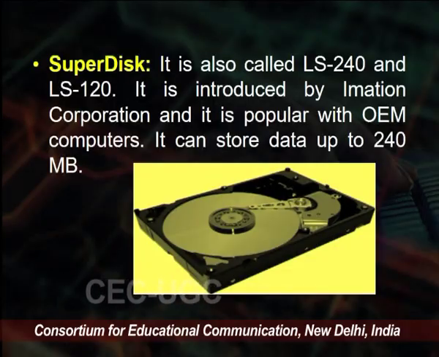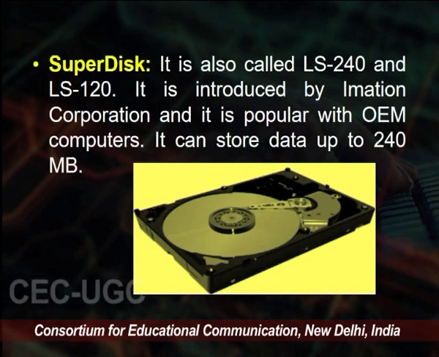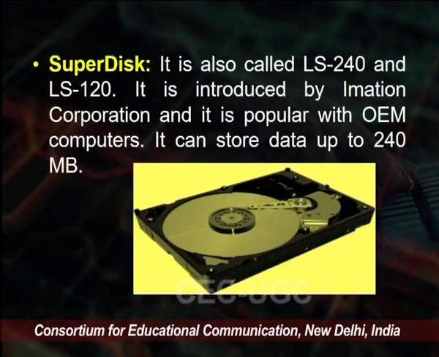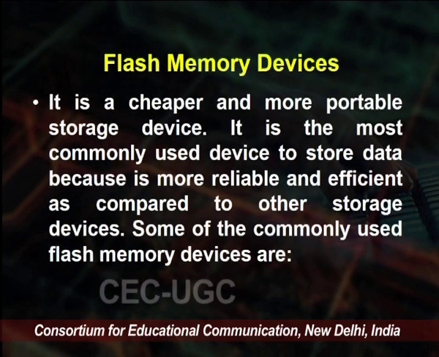Tape cassette, also known as the music cassette, is rectangular and flat, and the data is stored on an analog magnetic tape. It is generally used to store audio recordings. Another type of storage device is the super disk, called the LS240 and LS120. It was introduced by the Lamination Corporation, is popular for OEM computers, and can store data up to 240 megabytes. And another type is flash memory devices.